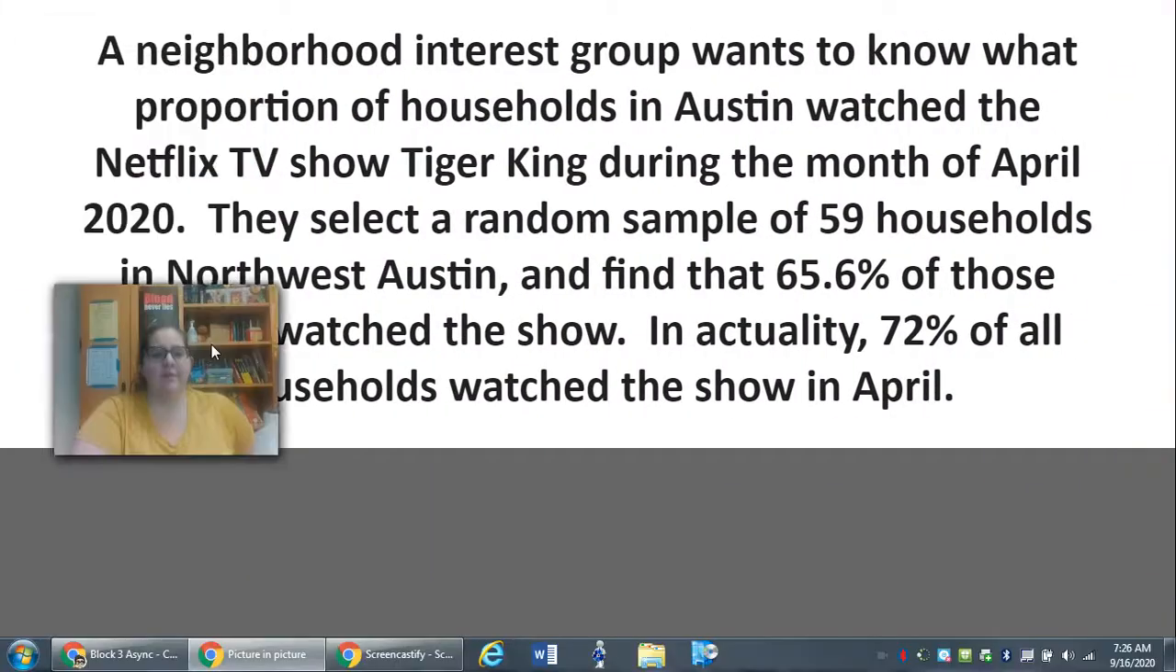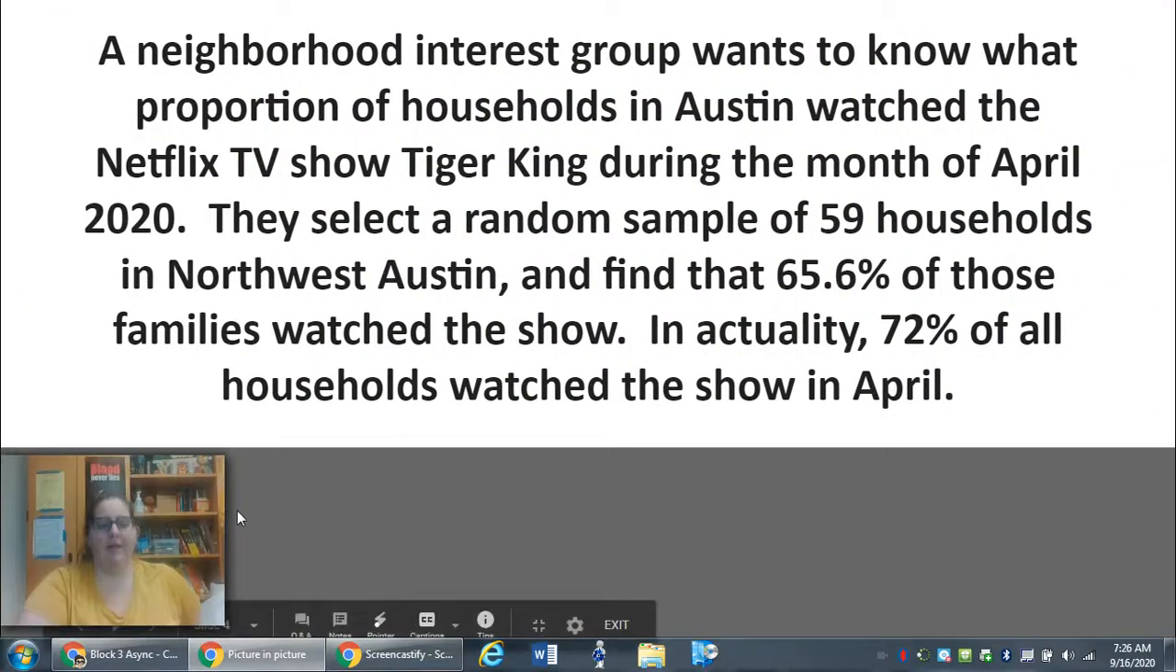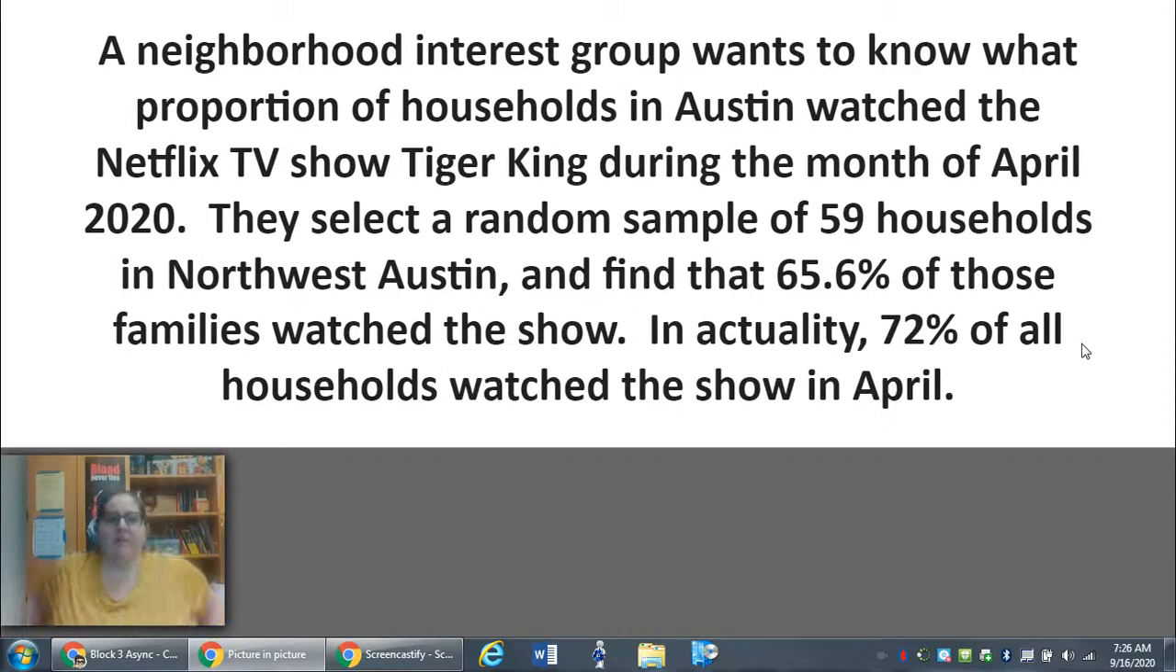So for example, this was from an example way back in the beginning of the year, one of the first unit examples. A neighborhood interest group wants to know what proportion of households in Austin watch the Netflix show Tiger King during the month of April 2020. They select a random sample of 59 households, find that 65.6% of those families watched the show, but in actuality, 72% of all households in Austin watched the show.